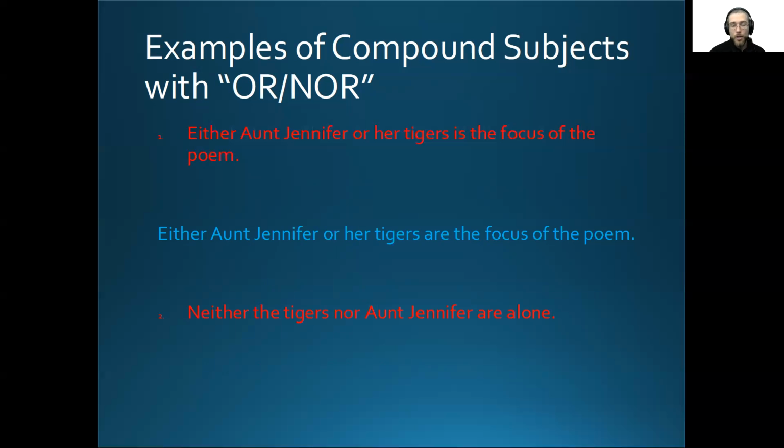Neither the tigers nor Aunt Jennifer are alone. Again, another mistake. Aunt Jennifer is closest to the verb to be, which is conjugated as are. But Aunt Jennifer is singular. That means the proper version of that sentence is neither the tigers nor Aunt Jennifer is alone. That sounds strange, but it does follow the rule of English grammar.